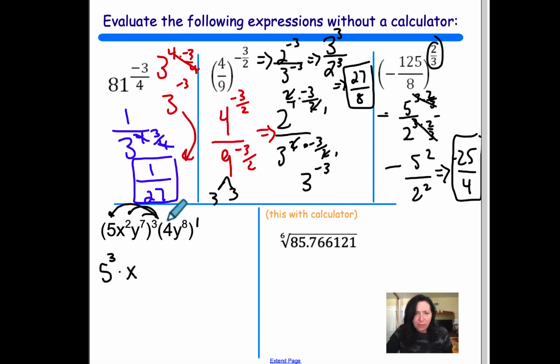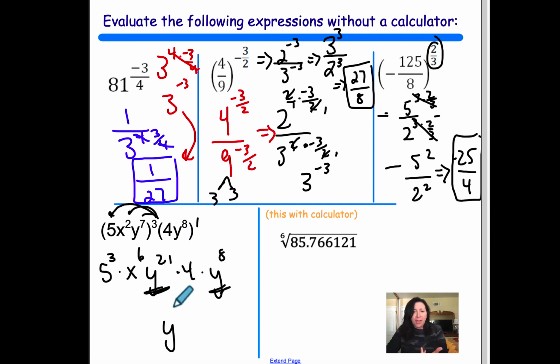Okay, so this is going to be 3 times 2, which is 6. We have y to the 21 times 4 times y to the 8. So now, if you notice, my bases are the same. So I can say y to the 21 plus 8, which is to the 29th power. X to the 6 stays there. That's not going anywhere. 5 to the third, which is what? 125. So 125 times 4 is just 500. And that's all we can do, I believe, with this problem. We just box that up.